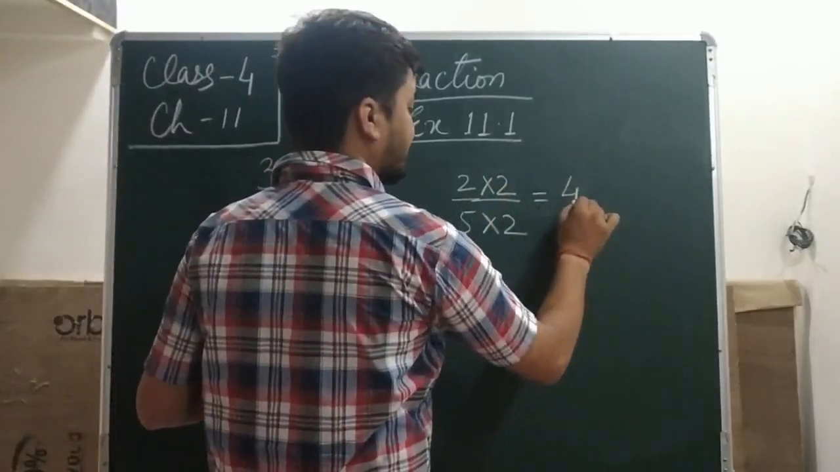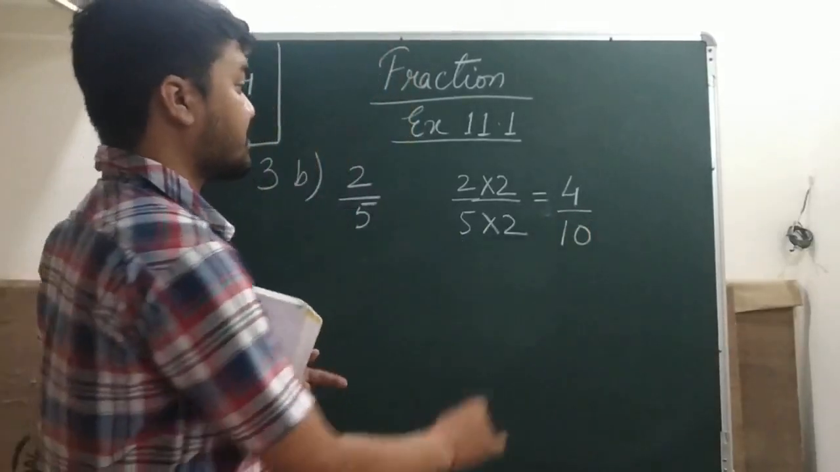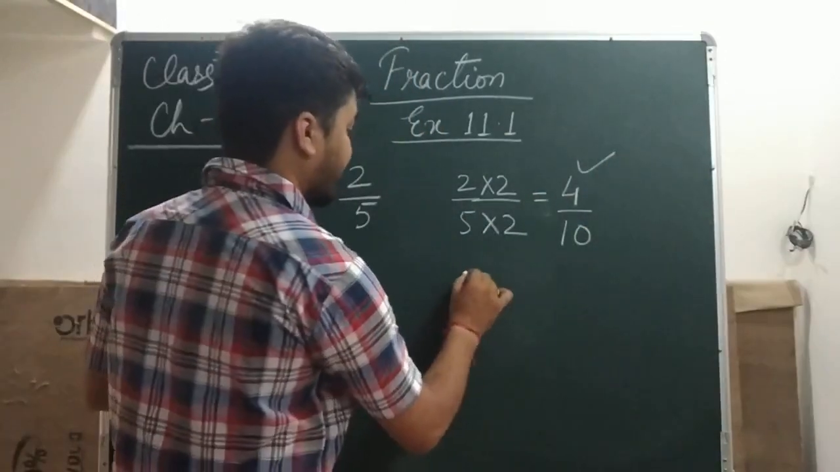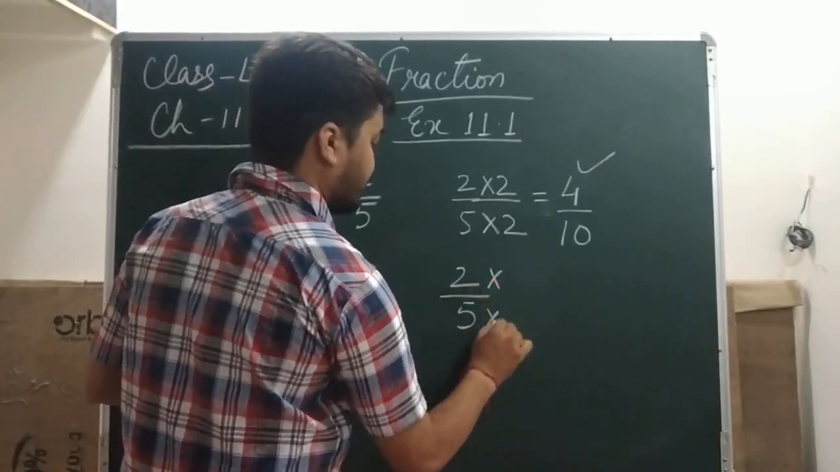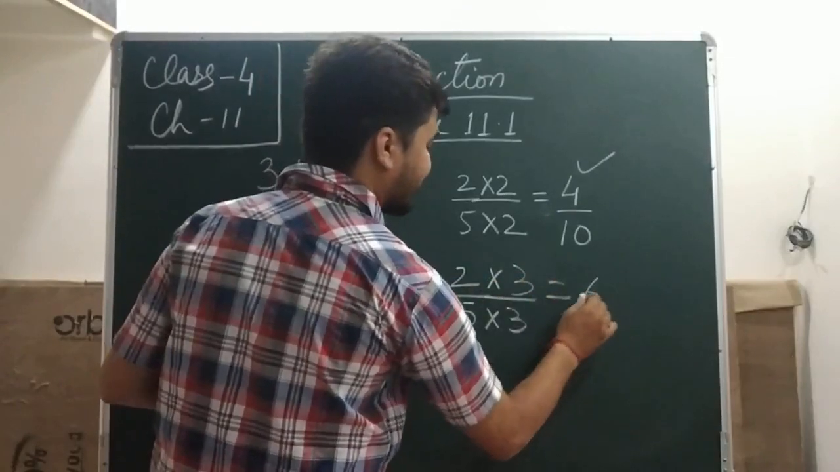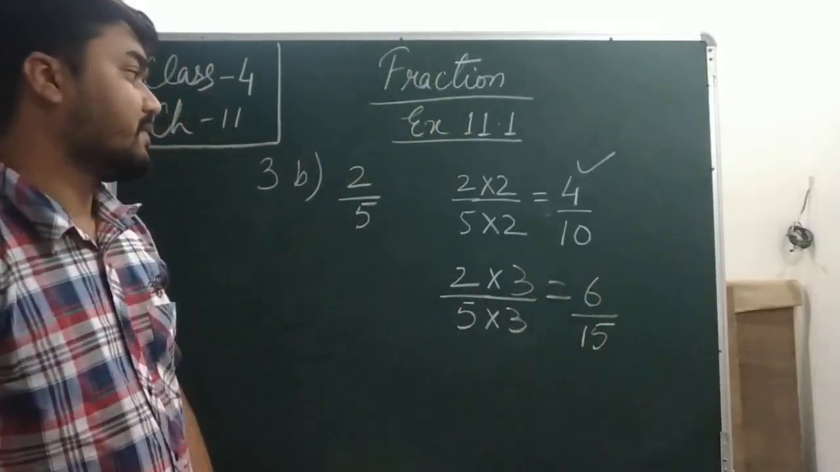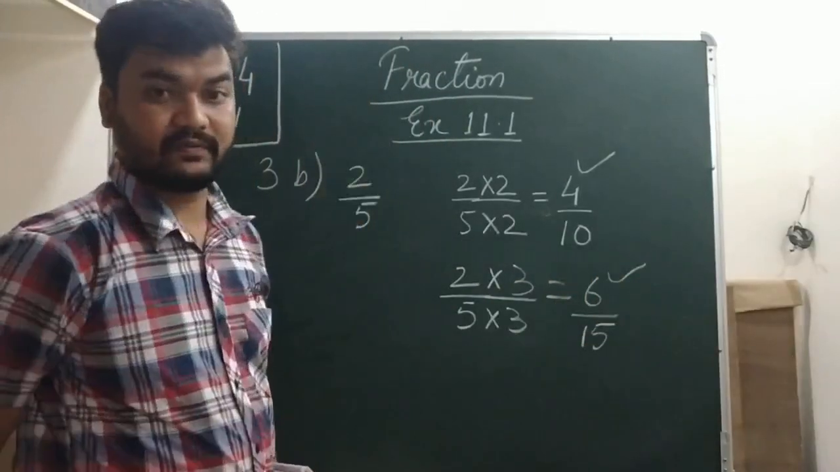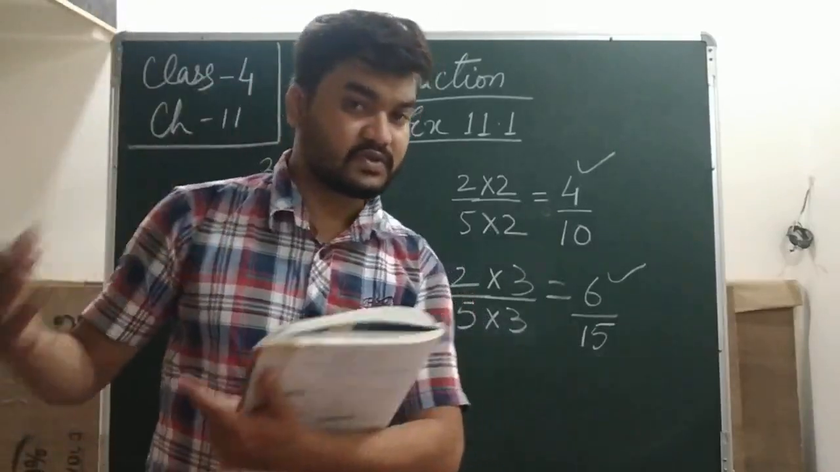Answer will come 4 in the numerator and 10 in the denominator. This is the first equivalent fraction. Second equivalent fraction: 2 threes are 6 and 5 threes are 15. Okay, this is the second equivalent fraction of 2 by 5. So you have to just multiply the number with 2 and 3.